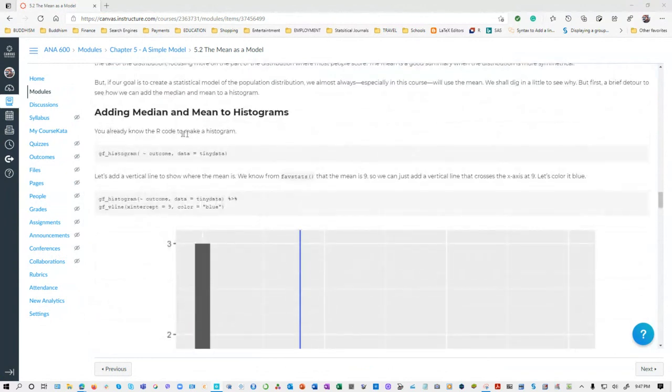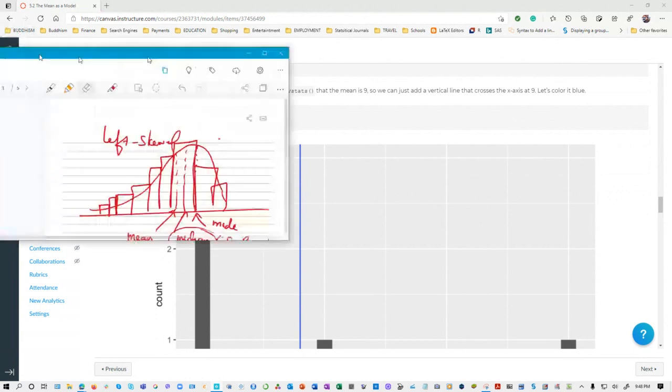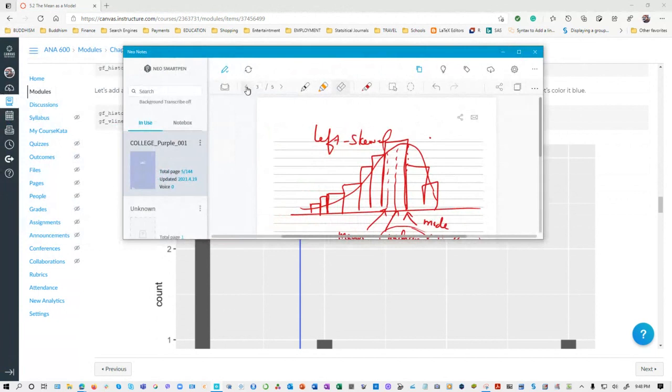You already know the R code to make a histogram. Tiny data, go to outcome. Let's add a vertical line to show where the mean is. We know from the favorite stats that the mean is 9. So we can just add a vertical line that crosses the x-axis at 9. This is the code. You go to histogram. I'm talking about that tiny data set, outcome.